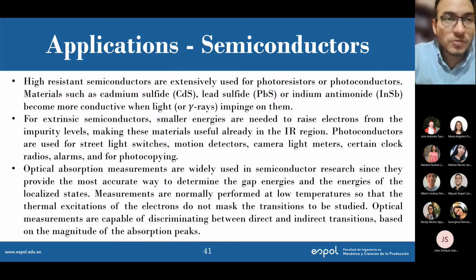Okay, well, you might be wondering what's a photoconductor, right? Well, they're used in light switches, in motion detectors, in camera lights, alarms, photocopying, clock radios, basically a lot of electronic devices. Okay. And as I said, optical absorption measurements, so in general, absorption is used for metals widely because it allows you to determine, remember, the band gap, also the threshold energy for transitions. And so these absorption techniques and the absorption spectra are quite useful, right, for semiconductors and for metals too.